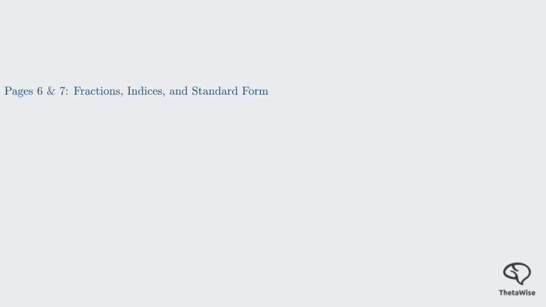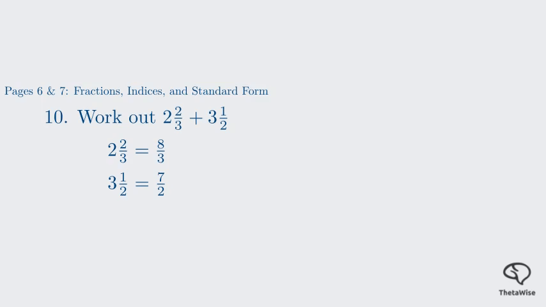Moving on to pages 6 and 7, we have fractions, indices, and standard form. For question 10, we need to add mixed numbers. It's usually easiest to convert them to improper fractions first. 2 and 2/3 equals 8 over 3. 3 and 1/2 equals 7 over 2.